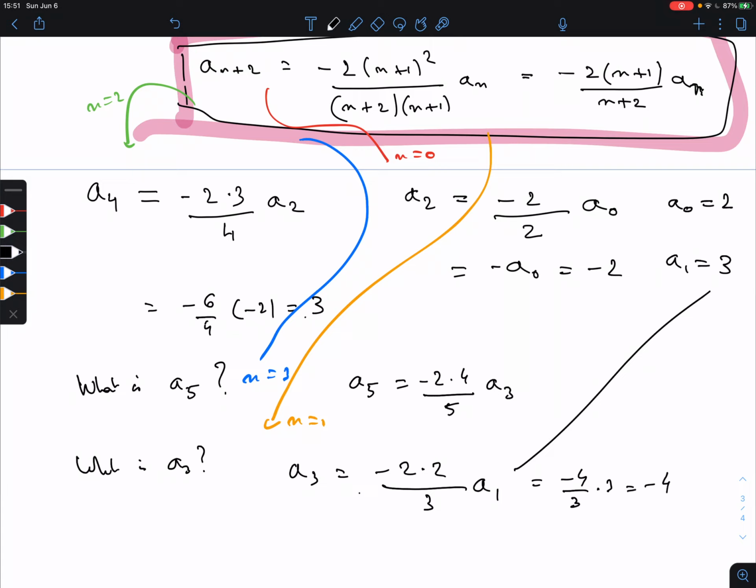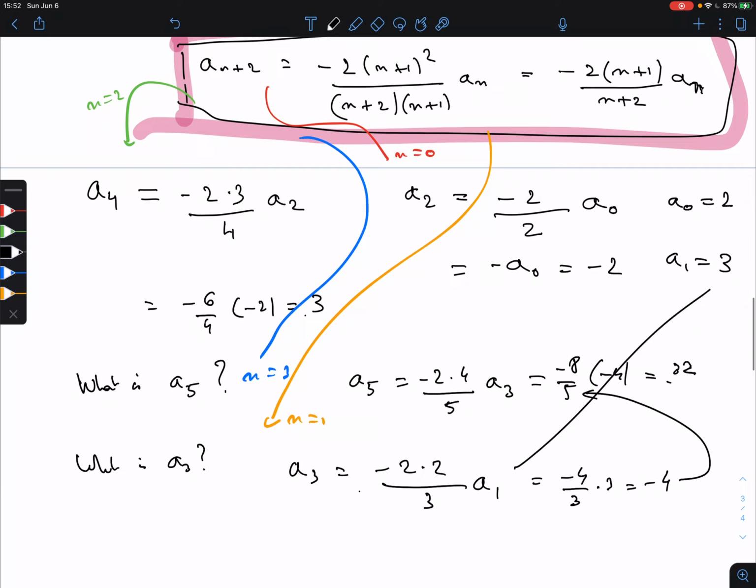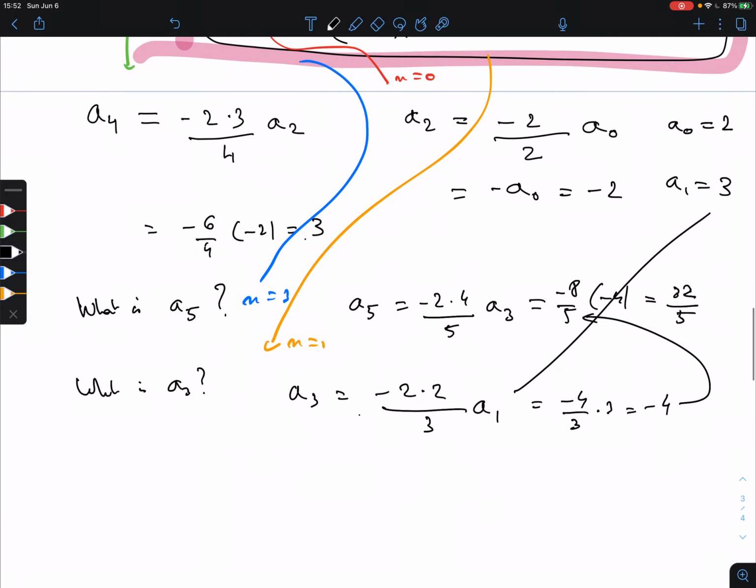But now that I know a3, I also know this guy. See, you're working yourself upwards now. Okay, what is this? So this is now minus 8 over 5 times negative 4. So this would be 32/5. Look, I have found it, so I can write down the very first few terms.